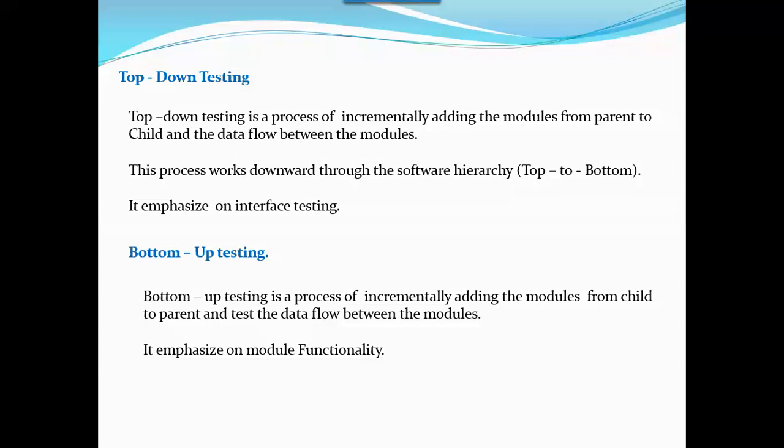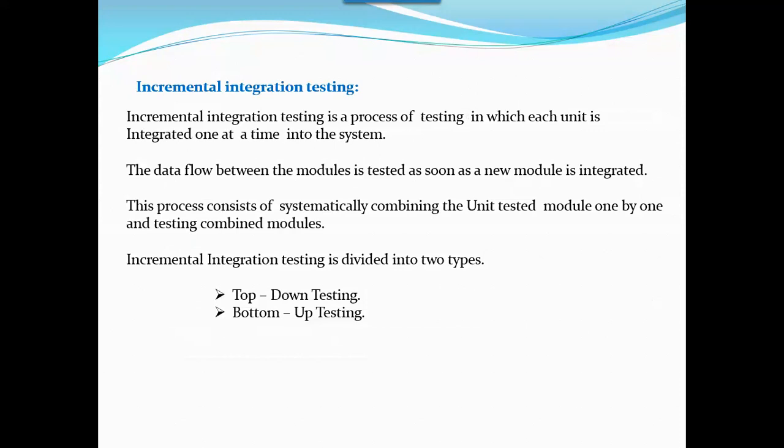top-down testing. What about bottom-up testing? Bottom-up testing means what? Vice versa, reverse, child to parent. Already the child links are there. Now I am adding the parent link. Then we need to check whether we are able to access from the child to parent or not. Okay. So this is incremental integration testing.